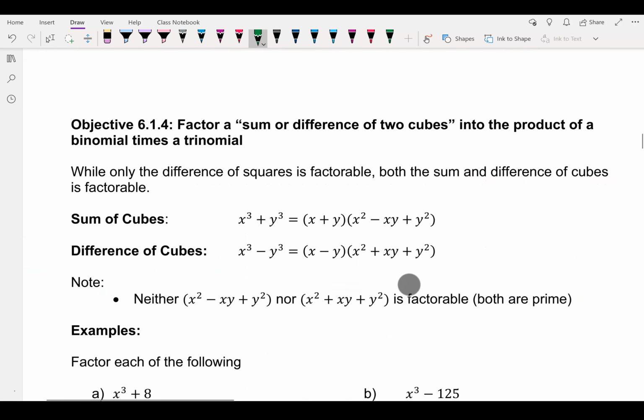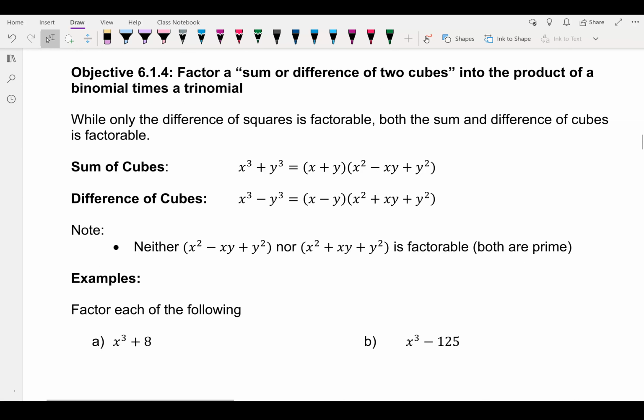I'm going to do the final topic of the day. Or I should say this video. I don't know what time of day it is when you're watching this. But the difference is, instead of doing the difference of squares, we're going to do the sum or difference of two cubes. Notice here we have the sum of cubes and the difference of cubes. Sum of means plus. Difference of means minus, right?